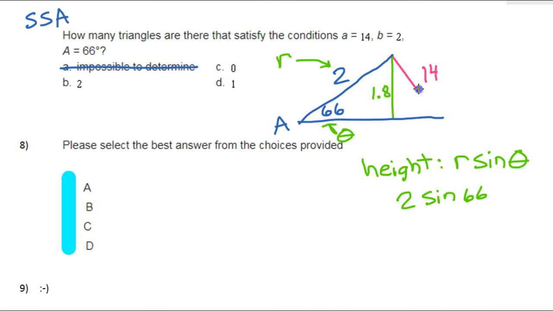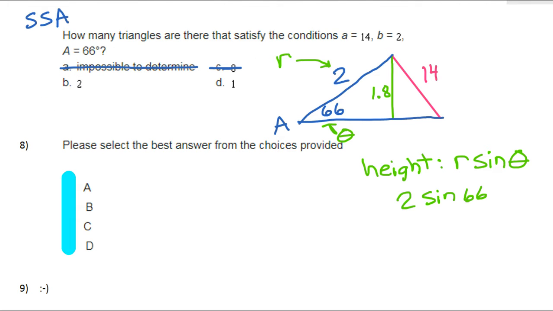Now, the point of that is, I mentioned a minute ago that you get 0 triangles if this side is too short, if it won't reach the ground. Well, guess what? The height of the triangle is only 1.8, and this length is 14. So that's plenty long enough to reach the ground. So there will definitely be at least one triangle. At this point I can forget about 0 triangles, because that only happens when this is too short to reach the ground. So now the question is, will I only have one triangle like the way I have it shown now, or will I have 2 triangles possible?